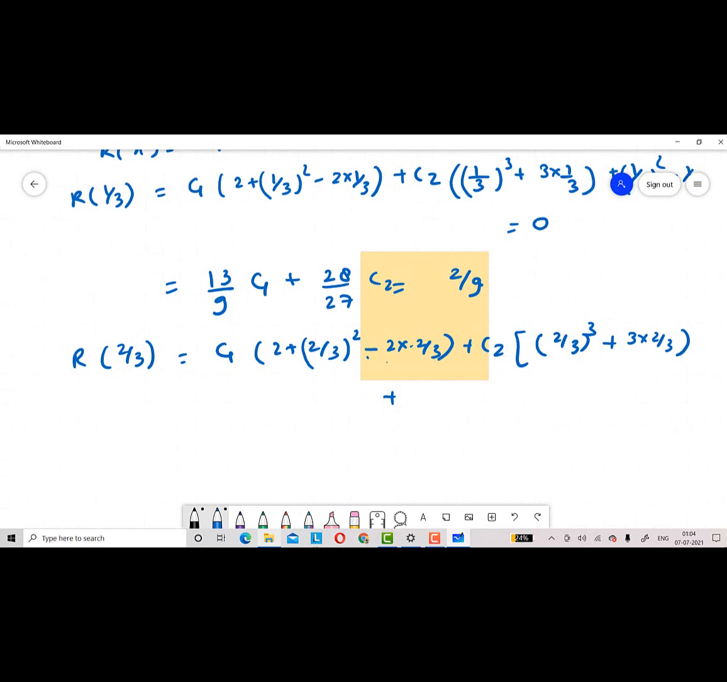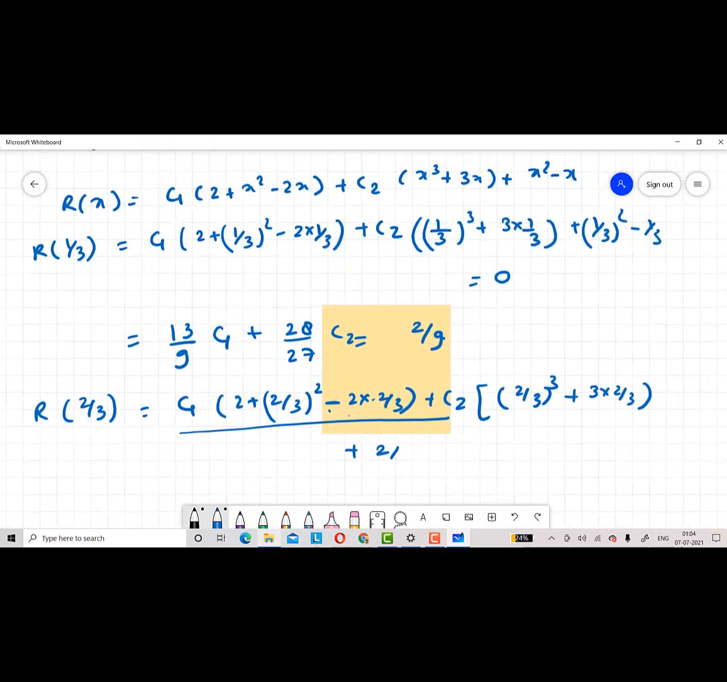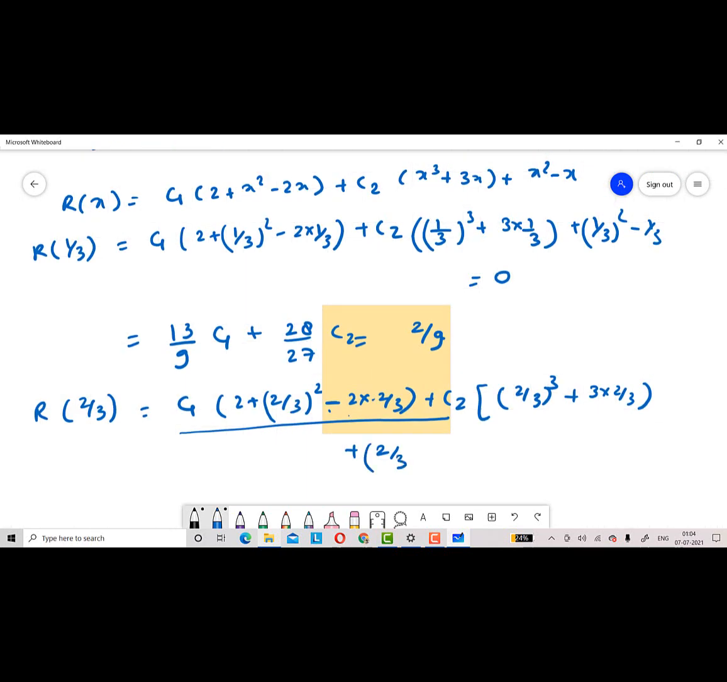It's a minus sign error. Okay, so again, sorry for the interruption. Then again, this is the whole equation. Ignore this yellow term, and then plus 2 by 3 k square minus 2 by 3.